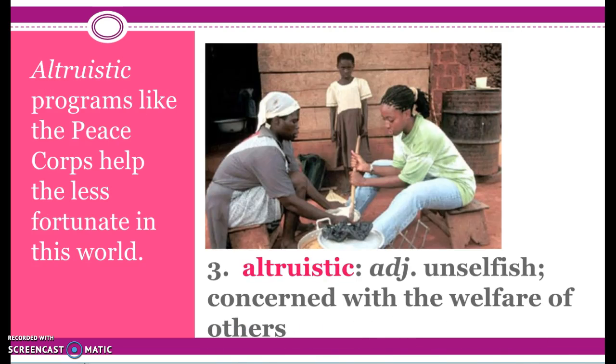Your third word this week is altruistic. Altruistic is an adjective meaning unselfish and concerned with the welfare of others. Altruistic programs like the Peace Corps help the less fortunate in this world. Altruistic.